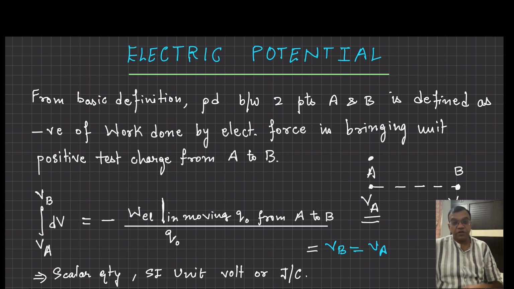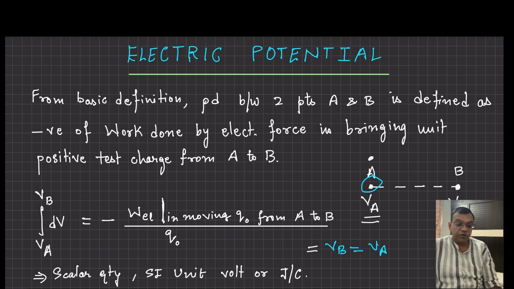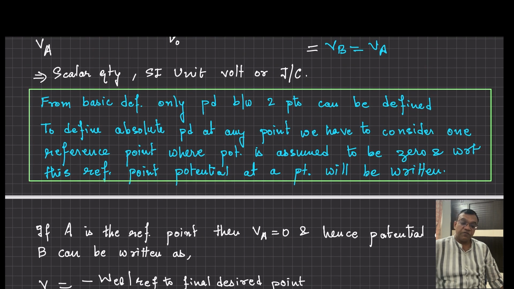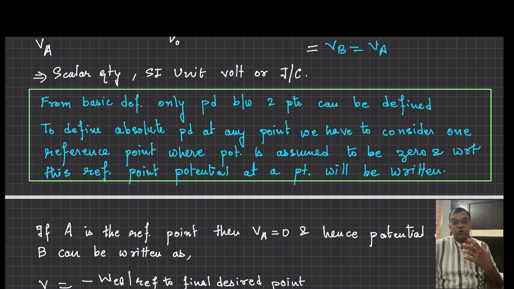So from the basic definition, we cannot define the potential at point A or at point B. We can only define the potential difference between 2 points A and B. It is a scalar physical quantity. Its SI unit is volt or joule per coulomb. And if you see here, a very important point is written. Please pay attention to it. From basic definition, only the potential difference between 2 points can be defined.